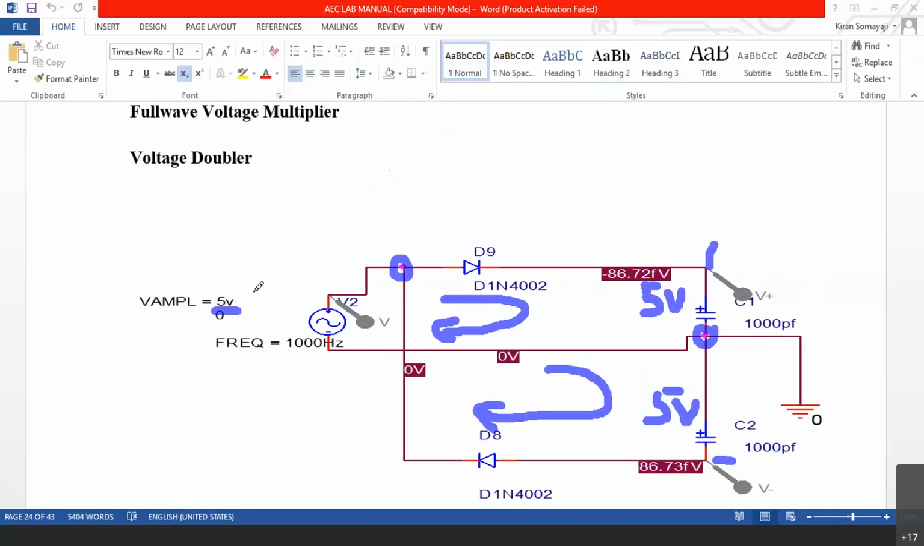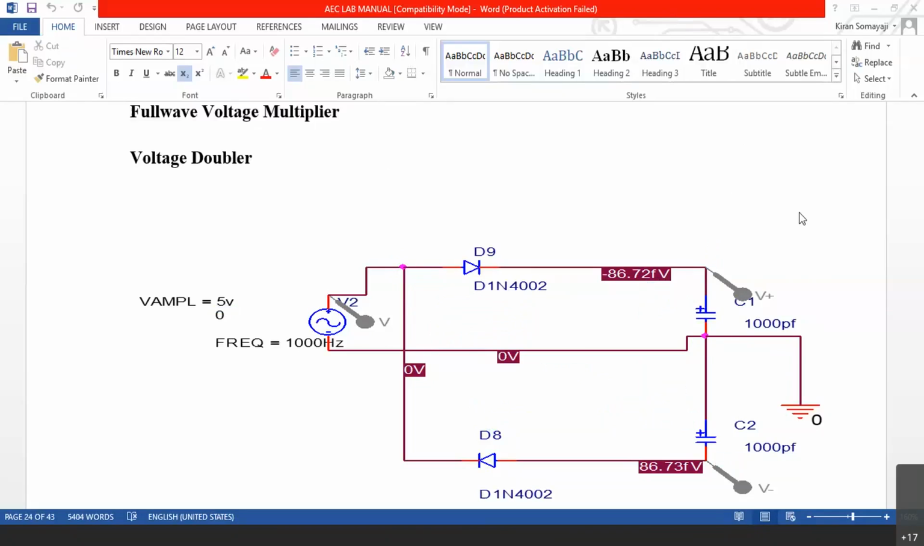But here we are giving only 5 volts, right? So we are using 1N4002. This diode can withstand 200 volts in the reverse direction. But we are giving only 5 volts here. So it does not matter. So if there are any questions, you can ask me. Otherwise, this is a very straightforward circuit. There is nothing much to understand here. It is very simple to understand. This is a full wave voltage doubler.